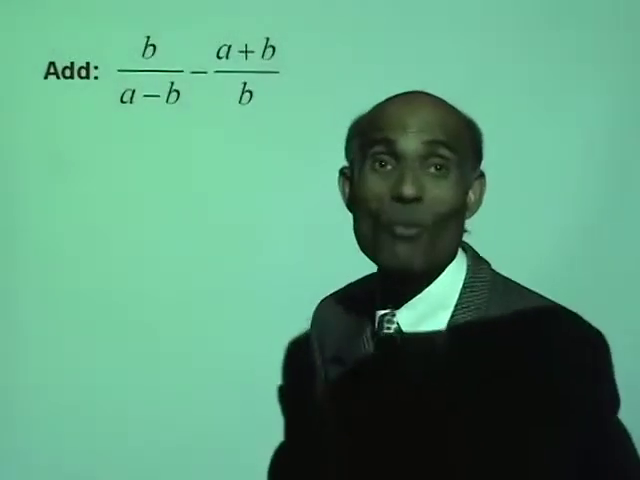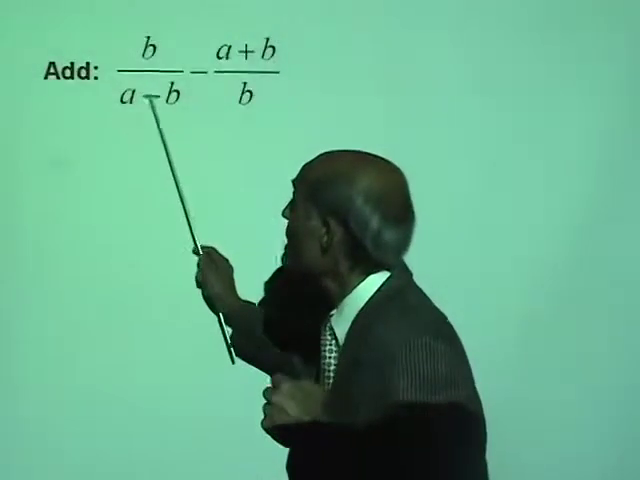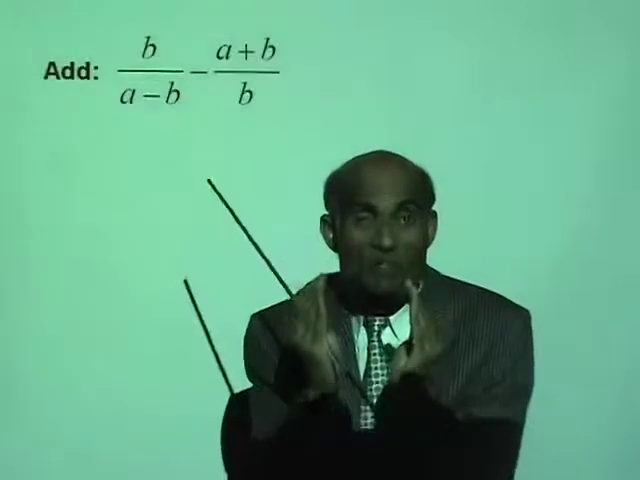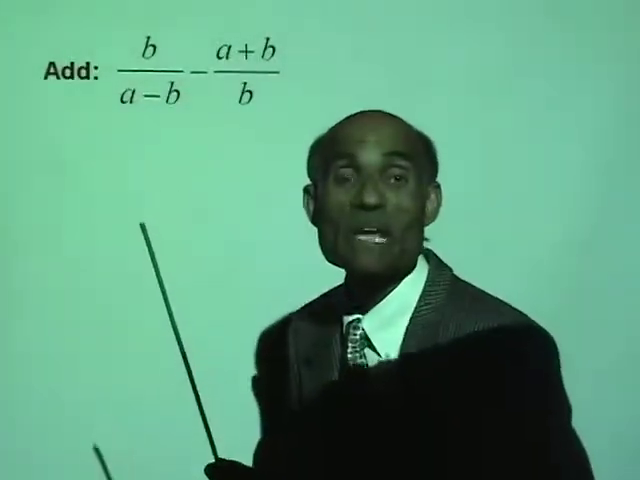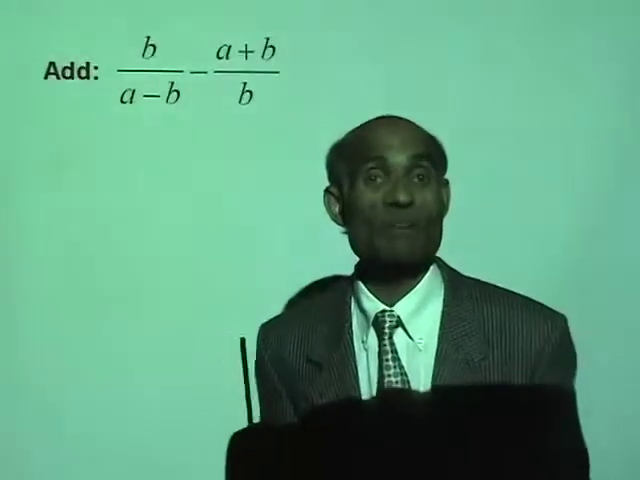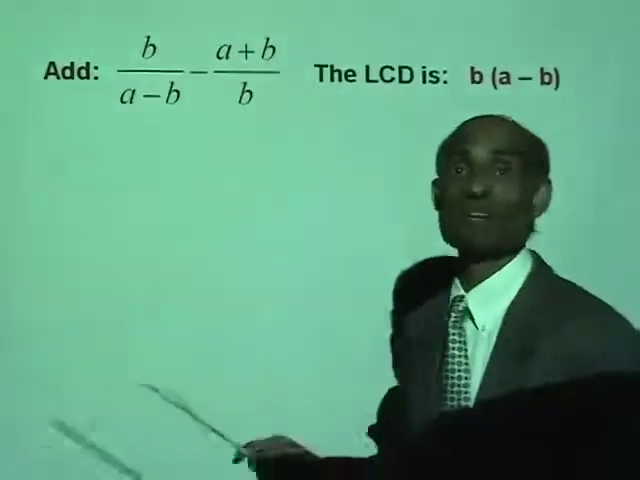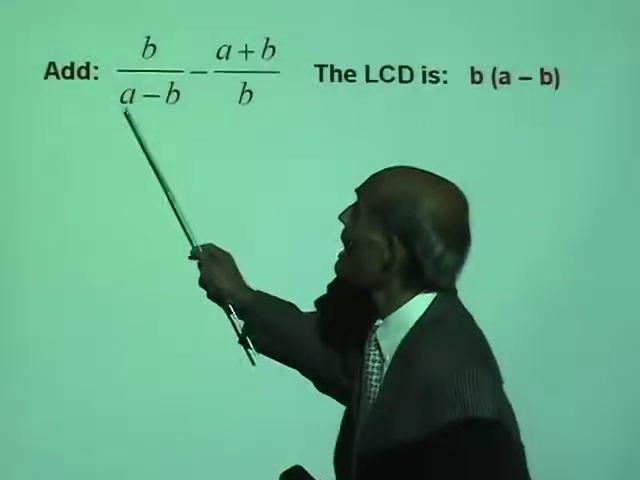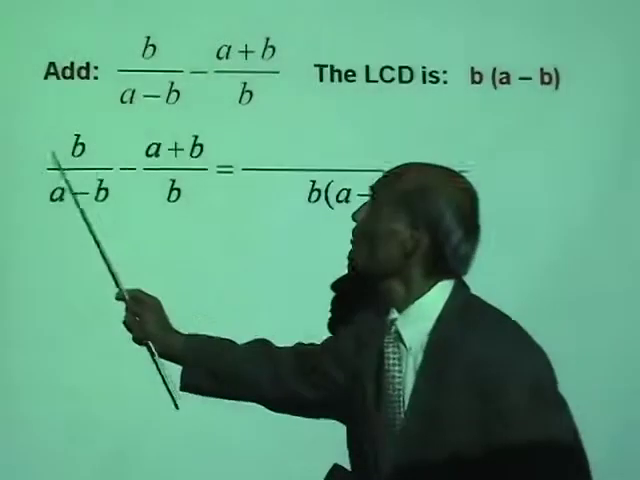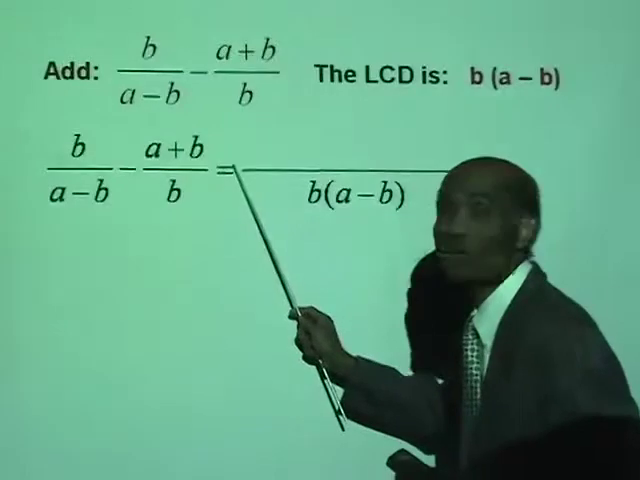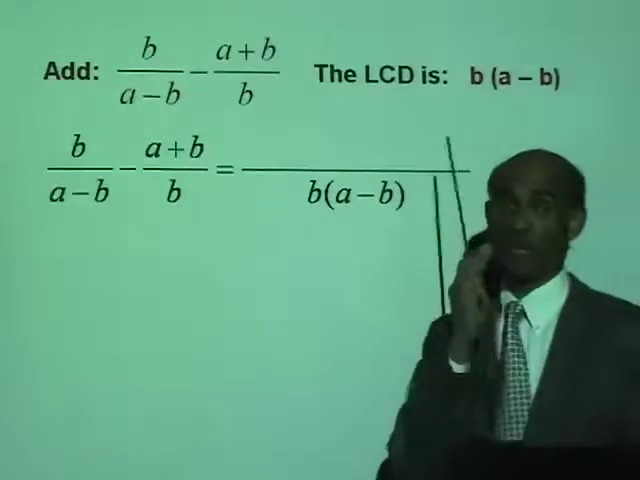Alright, can you tell me what the LCD is? The first denominator is a minus b. That is one factor. And the second denominator is b. There is nothing common between them. Therefore, the LCD is the product of the two. The LCD is b times a minus b. And so, we will therefore say this quantity equal to the LCD is b times a minus b.